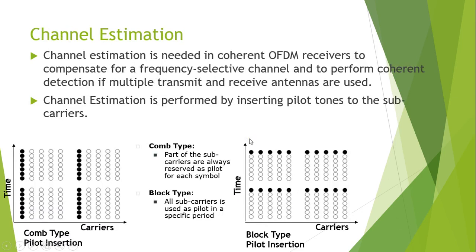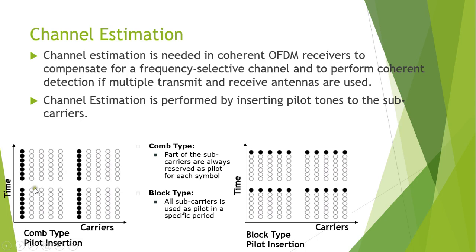And now we'll move on to the channel estimation technique in OFDM. Channel estimation is needed in coherent OFDM receivers to compensate for the frequency selective channel and to perform coherent detection if multiple transmit and receive antennas are used. So this is generally more efficient in multipath fading channels. Channel estimation is performed by inserting pilot tones into the subcarriers. This pilot tone insertion is done through two methods, that is the comb type and the block type.